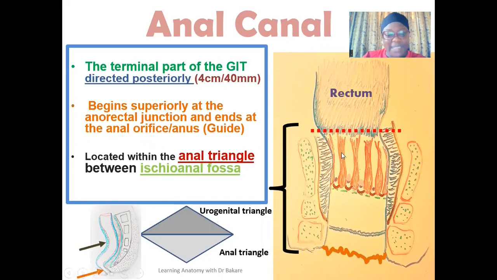And within the anal triangle is where we have the anal canal. And this is the anal canal here highlighted in blue. On both sides of the anal canal, we have the ischioanal fossa. And this is the ischioanal fossa here, arrowed in green. Within the ischioanal fossa, we have fatty tissue that helps to give structural support to the anal canal.